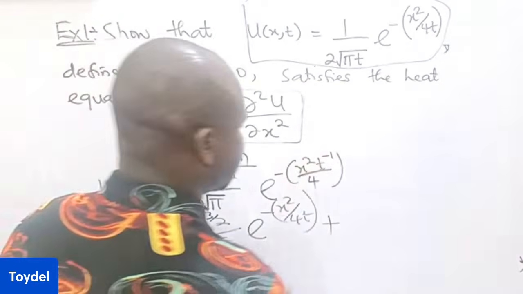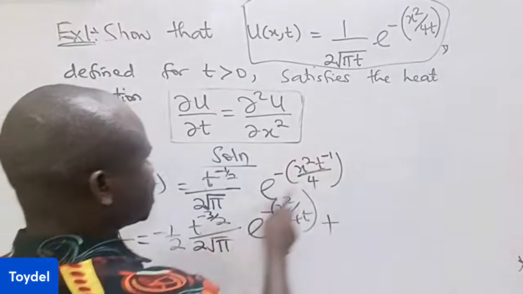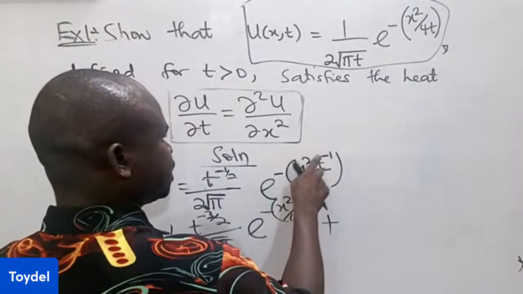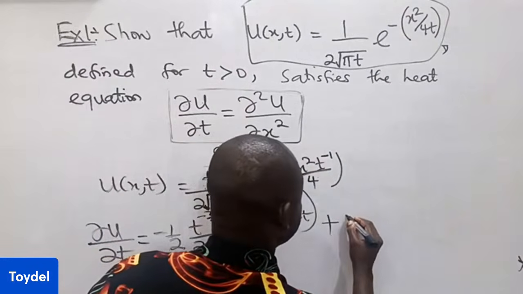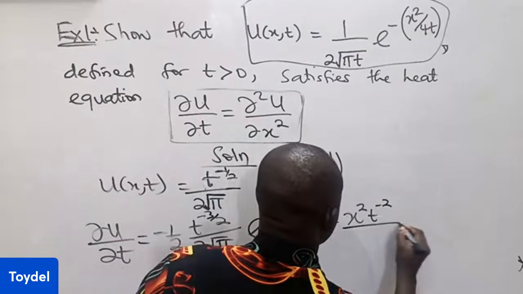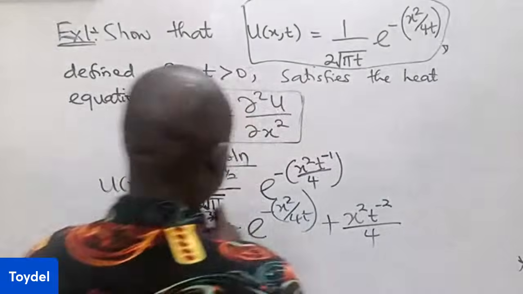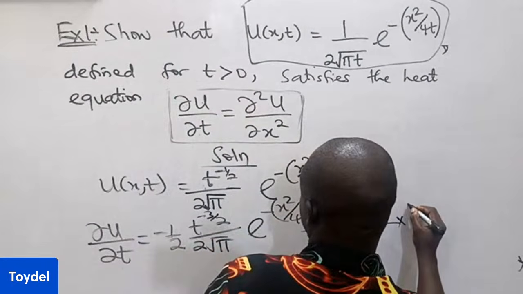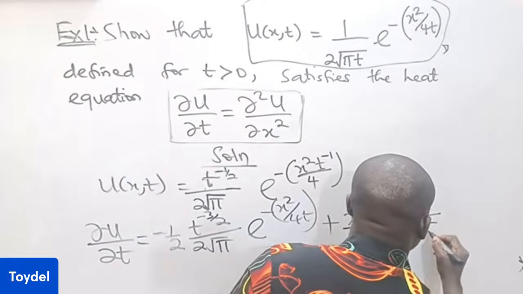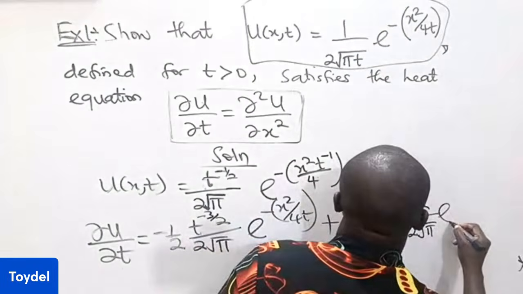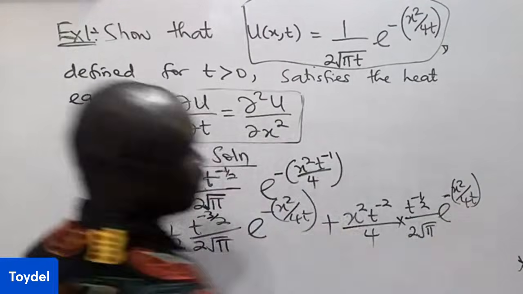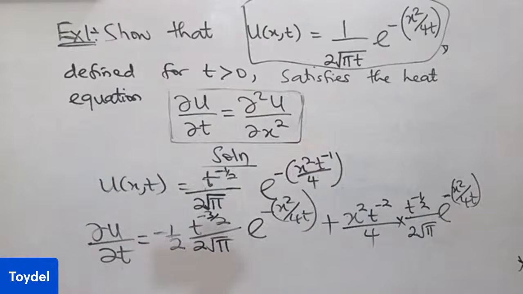Use it to multiply. So if I differentiate what I have here with respect to t, there's 1 minus here. If I differentiate this now, that will be minus 1, then I will have plus s squared t raised to power minus 2 all over 4. That's the derivative of this. Then I'll pick this, multiply by what I have here, which is t raised to power minus half all over 2 square root of pi. I will now pick exponential minus s squared all over 40. This is what I'm going to get.